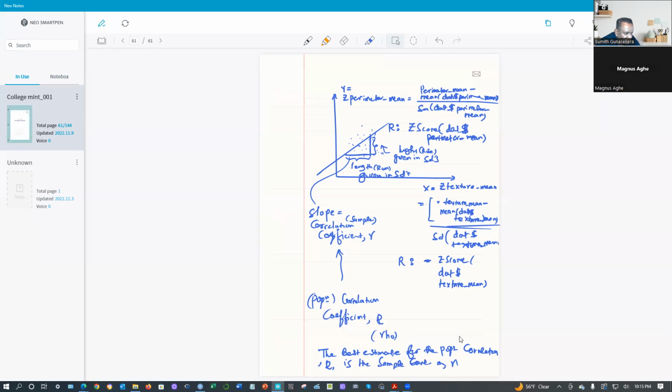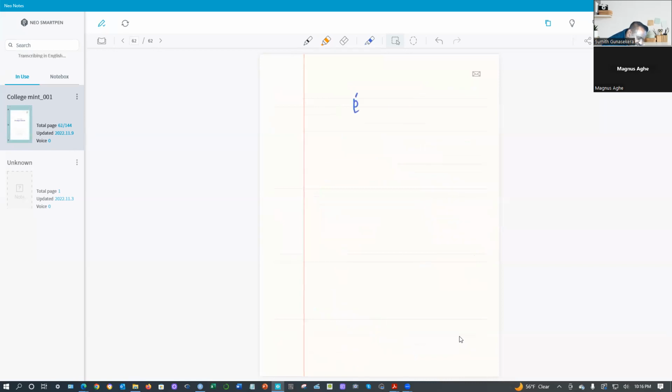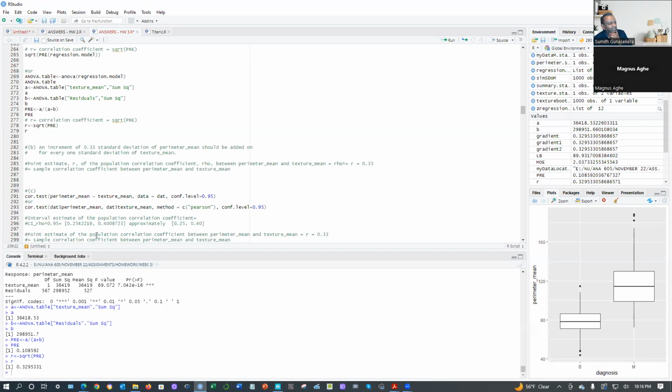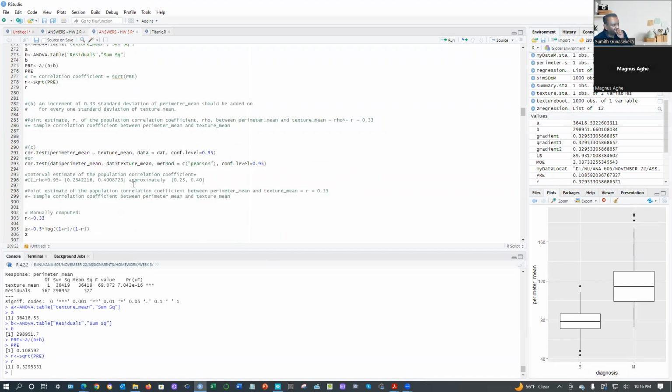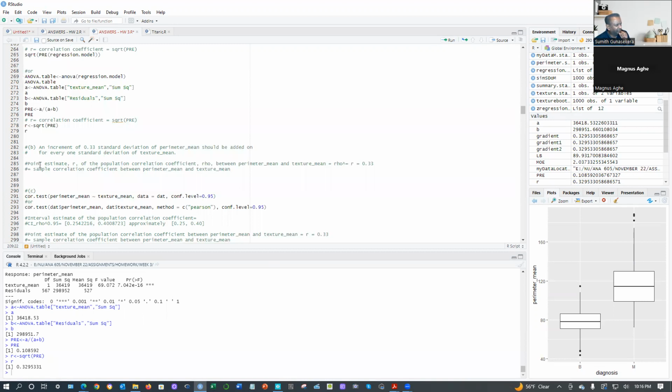Not the rho. Correlation, comma R. Okay, I'm going to write it. So that means rho hat is simply R. Simple R. That's the basis. See, that's a point estimate, okay, not an interval estimate.